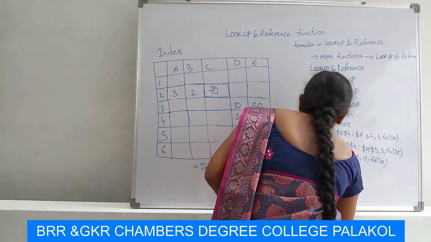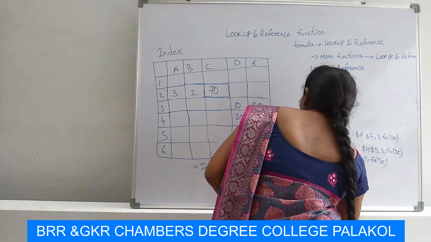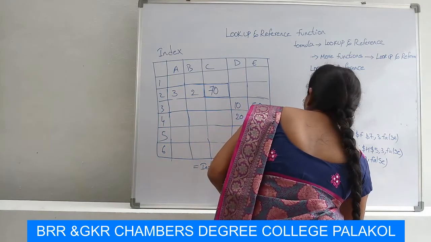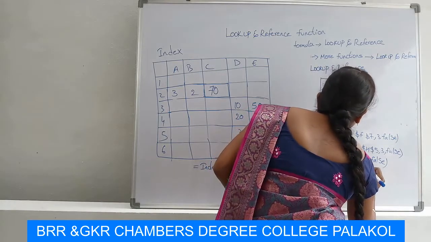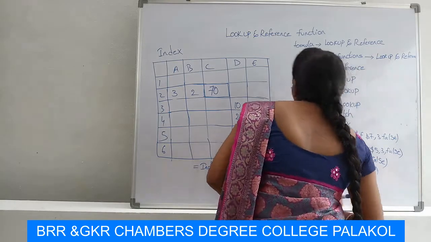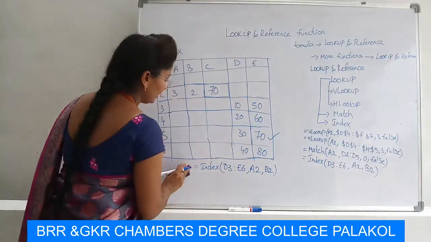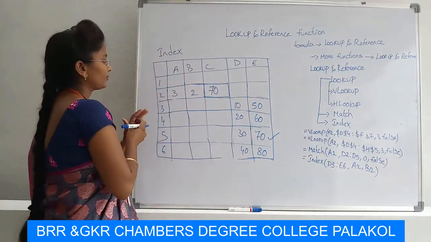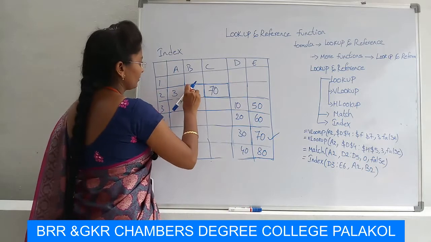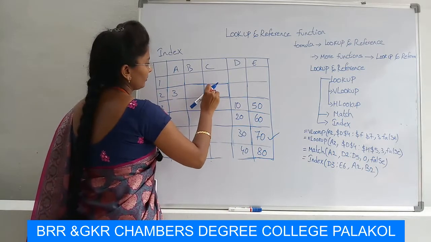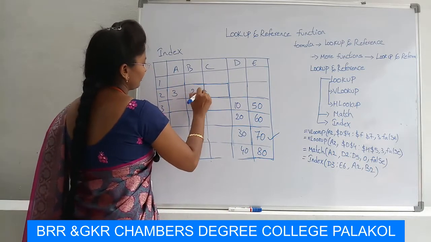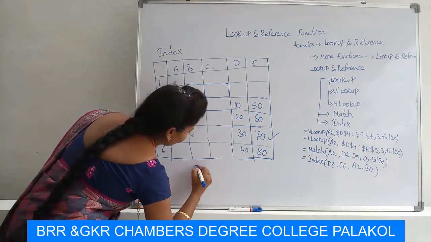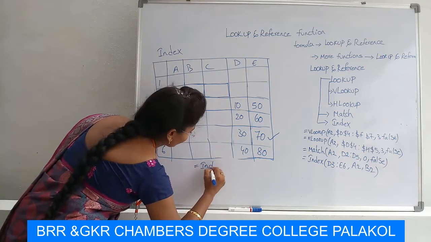And the next formula is INDEX, D3 colon E6, comma A2, comma B2, and the next formula, the same index.